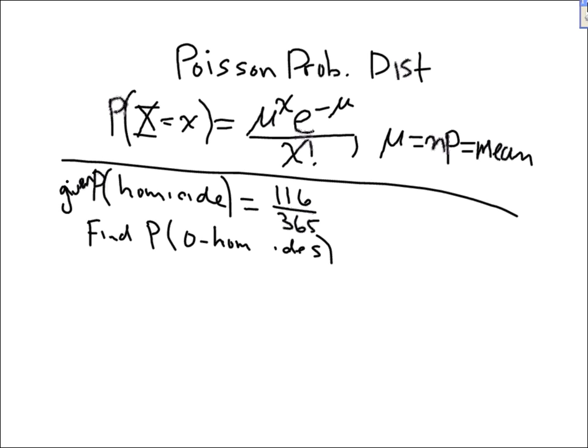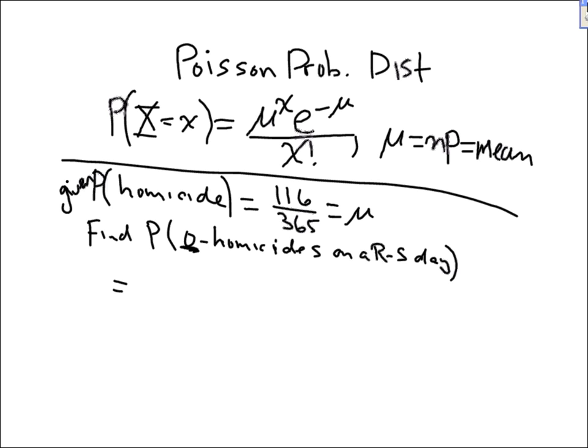0 homicides. This is what X is. X counts the number of homicides. And the probability of a homicide, that's mu. It's the average number of homicides per day. Now, what I meant to write is, what's the probability of 0 homicides on a randomly selected day?